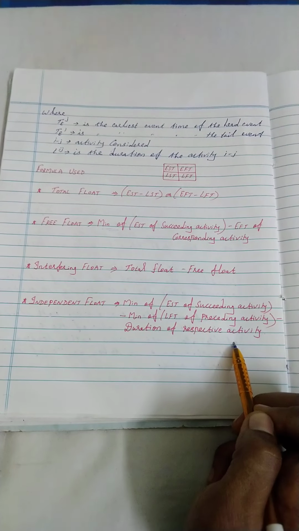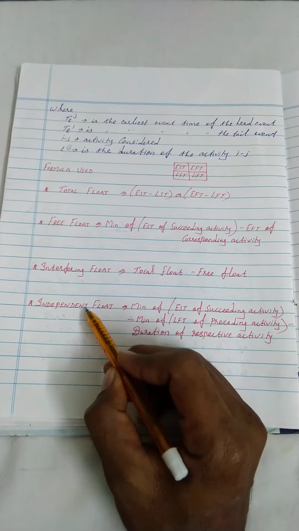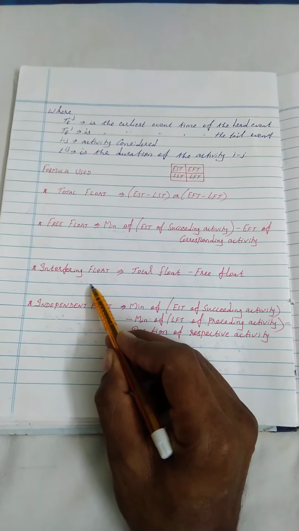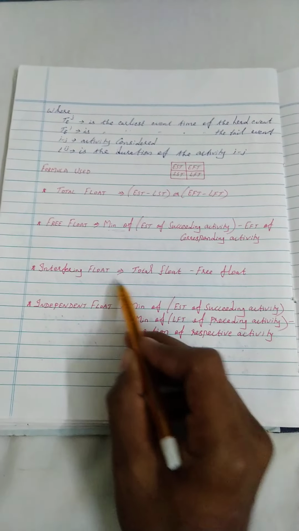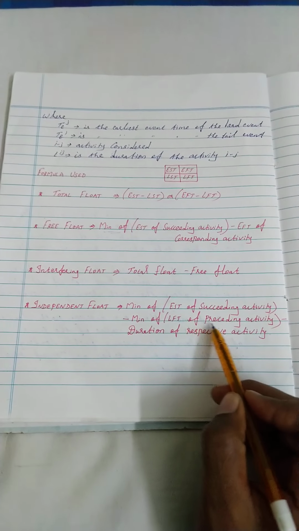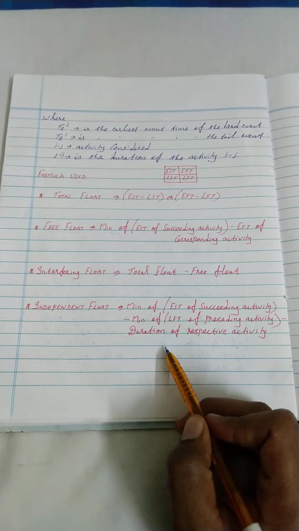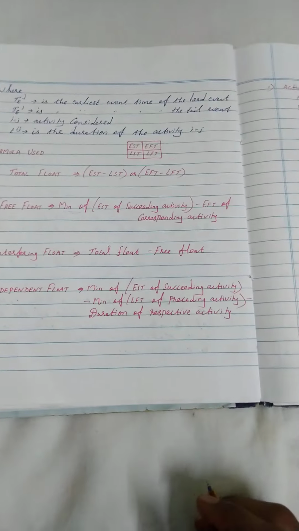So this is the formula. Mind it, students, don't get confused between interfering float and independent float. This is very simple. Interfering float is total float minus free float, and independent float is minimum of EST of succeeding activity minus minimum of EFT of preceding activity minus duration of respective activity. Now we're going to see a problem.